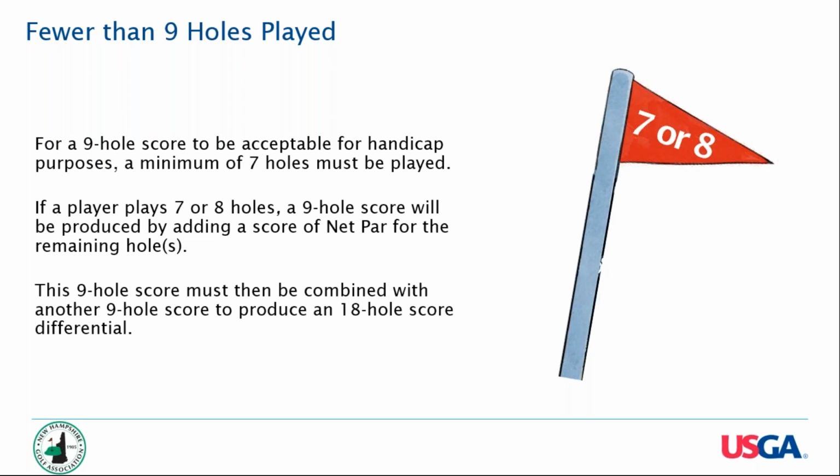Keep in mind here that a hole is deemed to have been played if it has been started. If they've started the hole, then they're going to use the most likely score. If they haven't played a hole, then they're using net par.